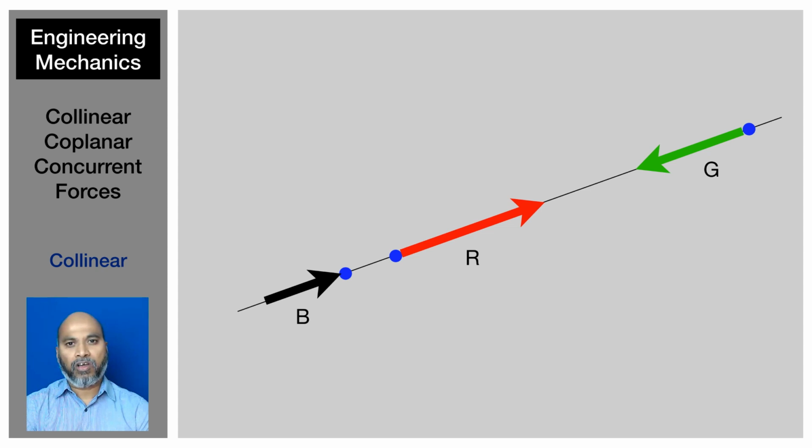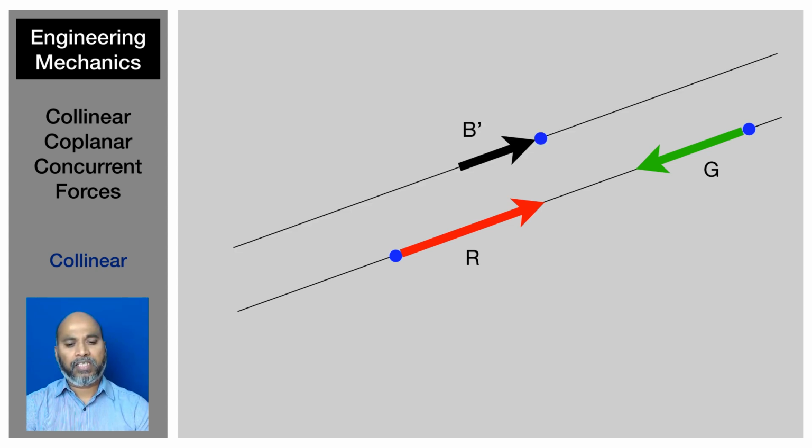Collinear means collinear. So they share the same line. They are on the same line. They must act on the same line. It doesn't matter where they act, on which point they act, whether they push the point or pull the point, or you could move the point around, doesn't matter, as long as they are all on the same line.